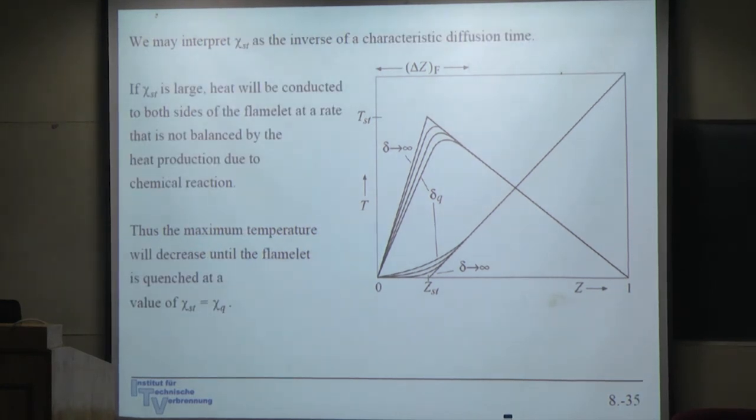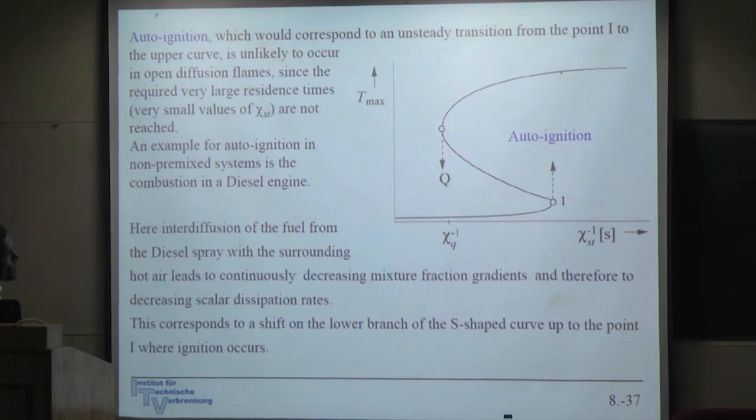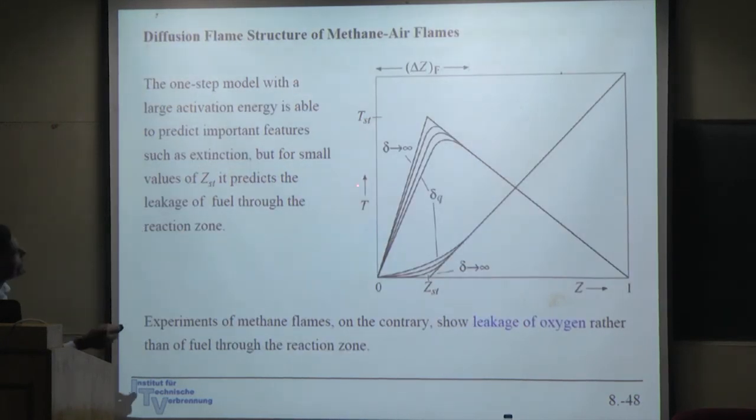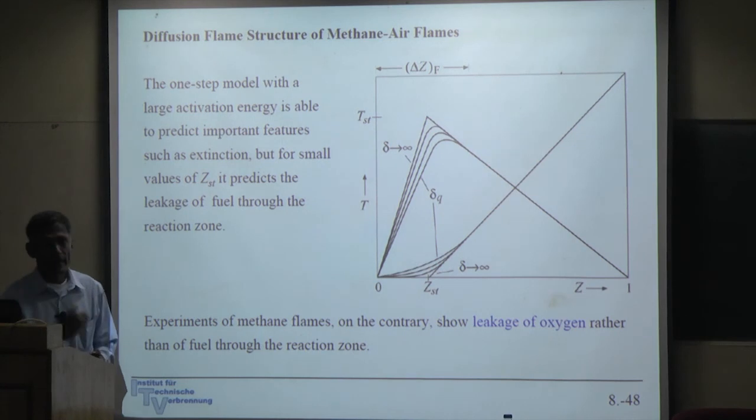I think that's pretty much what I want to say. Again, he talks about auto-ignition, but of course we are not talking about auto-ignition. Finally, I want to point out that for methane flames, or in fact for many hydrocarbon flames, this activation energy asymptotic analysis of Liñán as well as Peters predicts fuel leakage to the flame, whereas in real flames it's the oxygen leakage that takes place. Other than that, that's the only unsatisfactory aspect of this analysis.